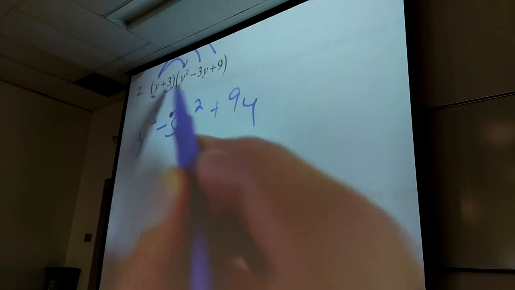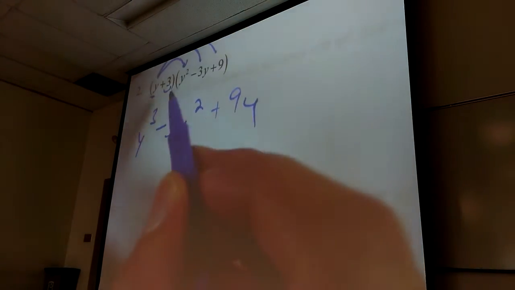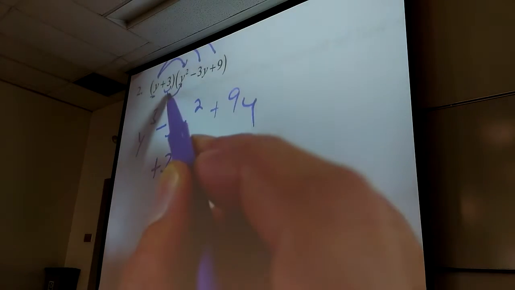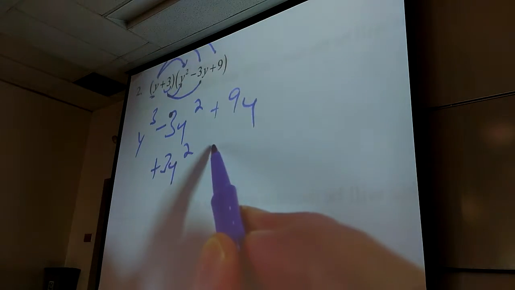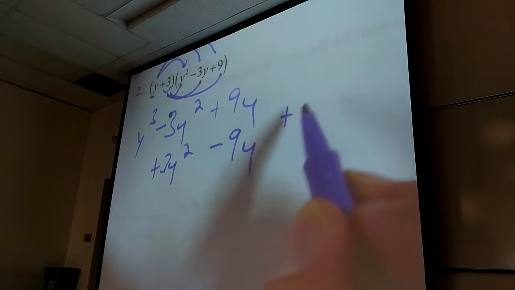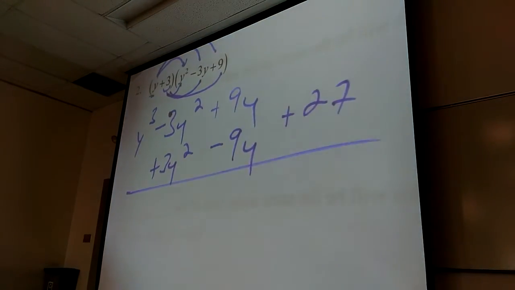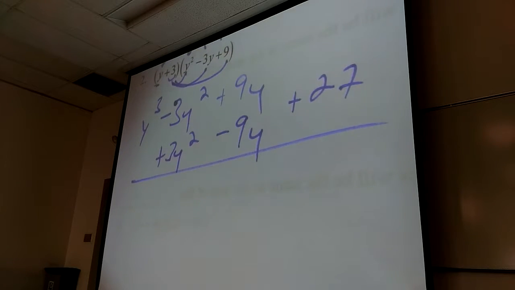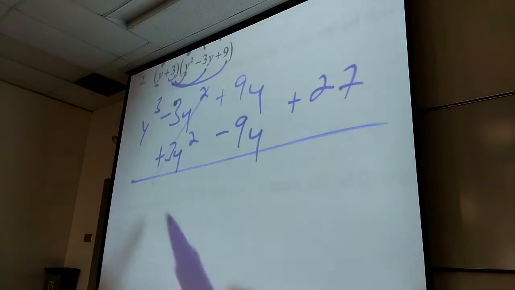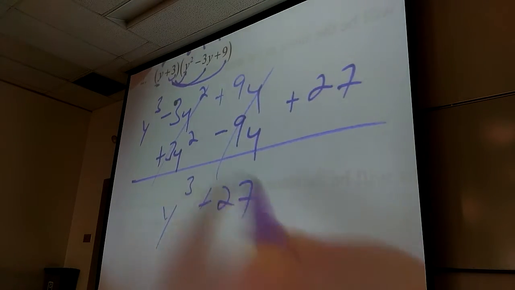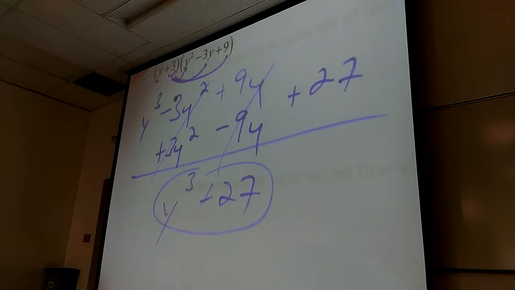And then the 3 gets its turn. 3 times y squared is 3y squared. 3 times negative 3y is minus 9y. 3 times 9 is, I just kind of lined up my like terms. You don't have to. Those die. Those die. And over the y cubed plus 27.